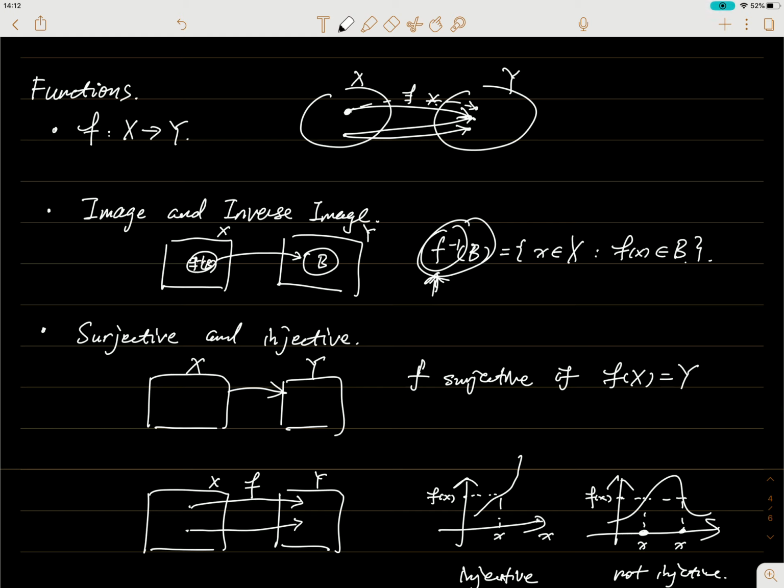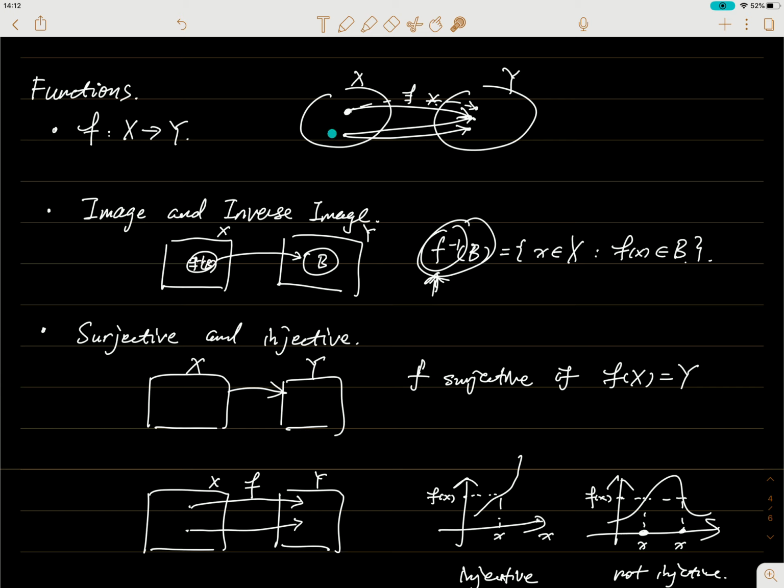Okay, now we start to review the definition for functions. So we say the function f is a mapping from the set X to the set Y. So you just have two sets, and the function is defined as a mapping from X to Y. What that means is it takes every element in X to some element in Y. Okay, so we call this f a function or mapping.